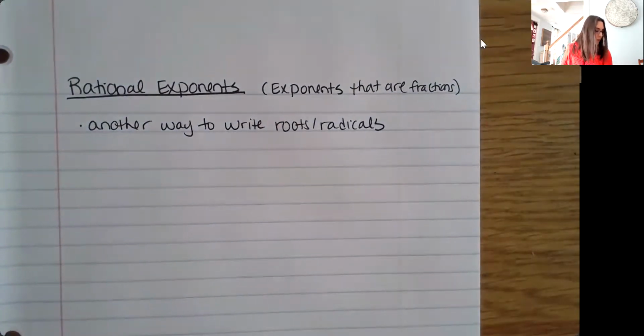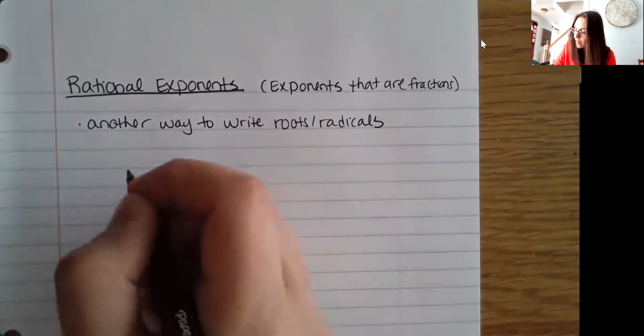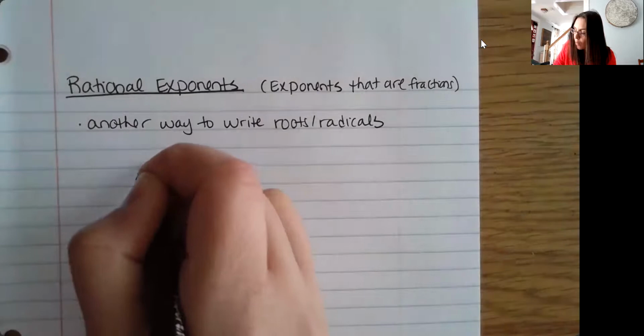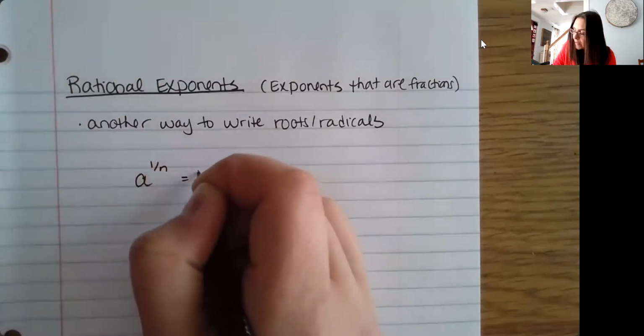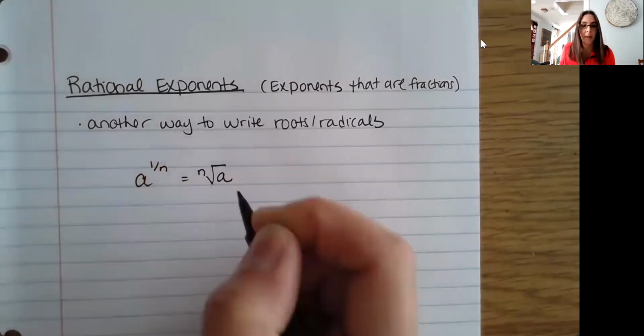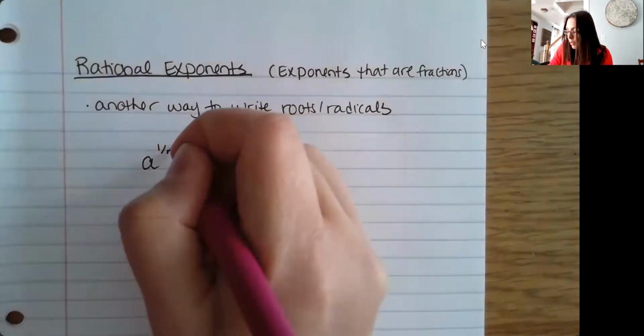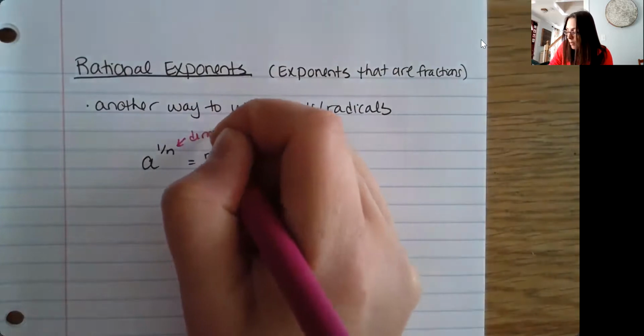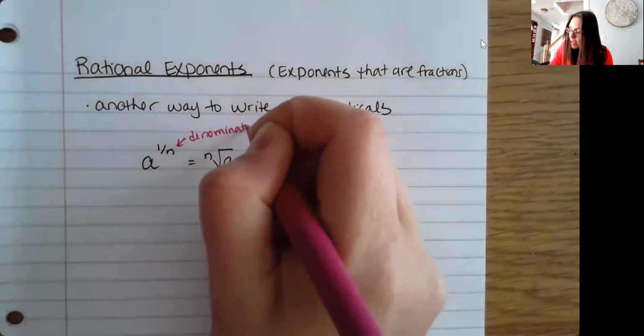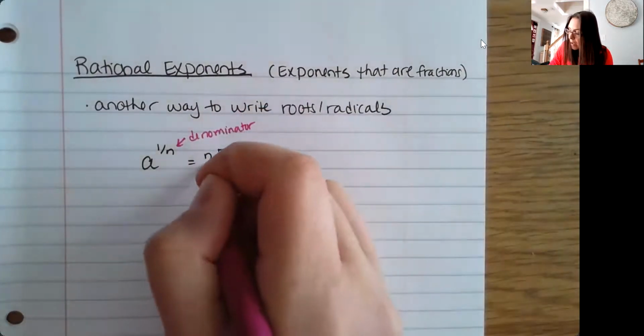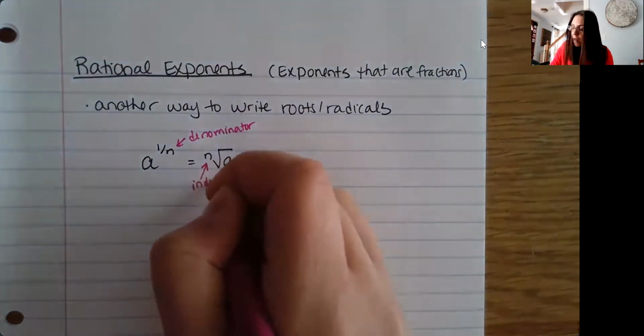All right, so we have two different formats. I'll show you one first. It basically says that if you have something that is a to the 1 over n, that is the same thing as having the nth root of that number. So what you're noticing here, or hopefully you're noticing, is the denominator in the exponent is actually the same as the index of the root.